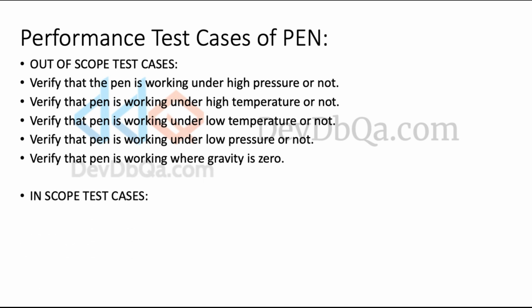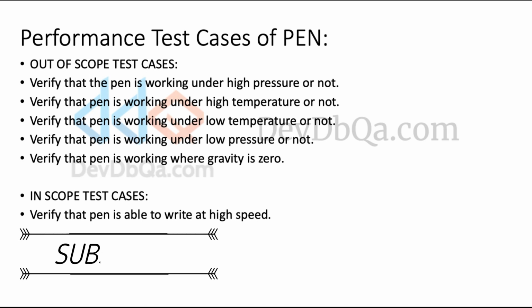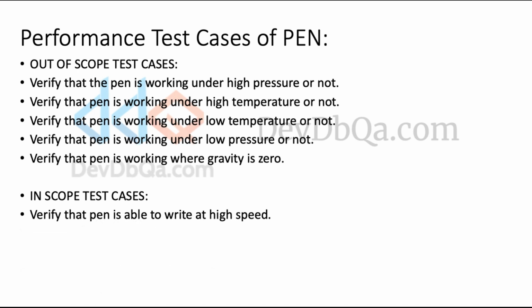So the in-scope test cases are: number 1, verify that the pen is able to write at high speed. So we will check the performance of the pen by writing with the pen at high speed. So we will check whether the pen is able to write at high speed or not. Verify that the pen nib is not broken at high speed writing.